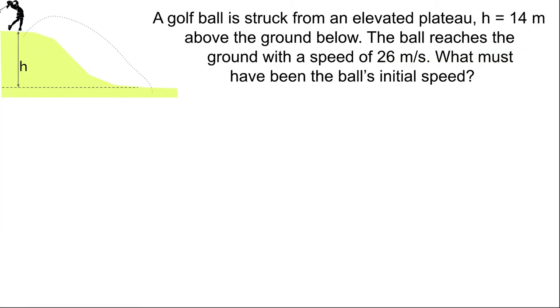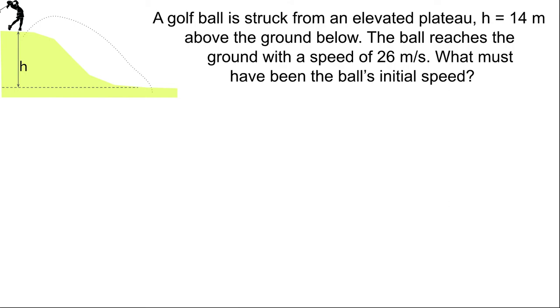All right, one last question. So here we have a golf ball being struck from an elevated plateau, meaning like the top of a hill. And that hill is 14 meters above the ground. That's the H that's shown in the diagram here. And what we find is that the ball reaches the ground with a speed of 26 meters per second. So down here at the ground, that's its speed.